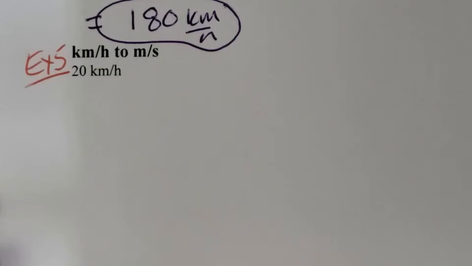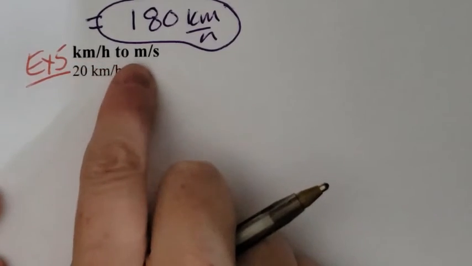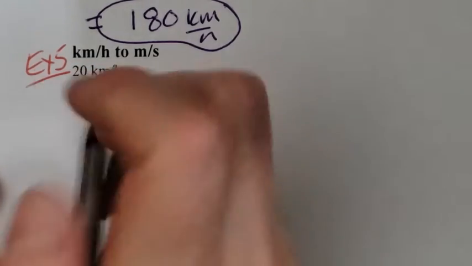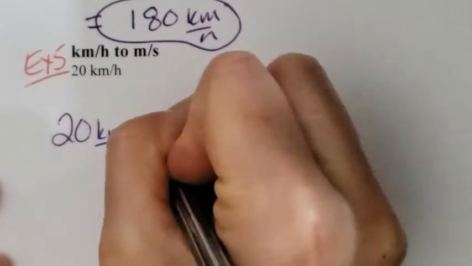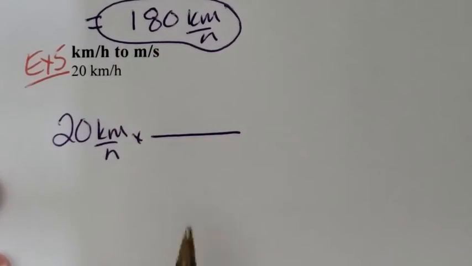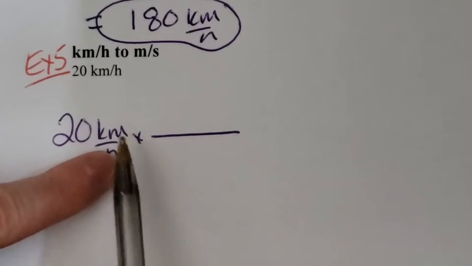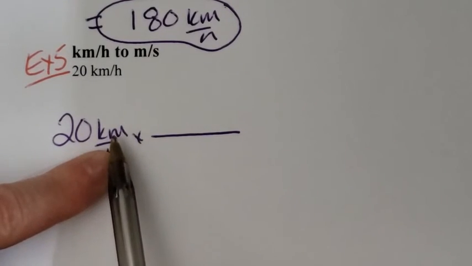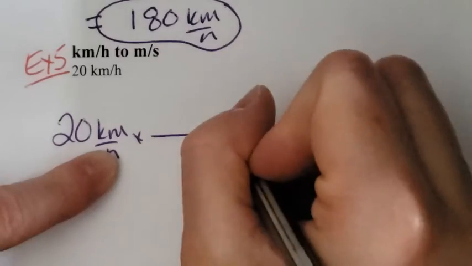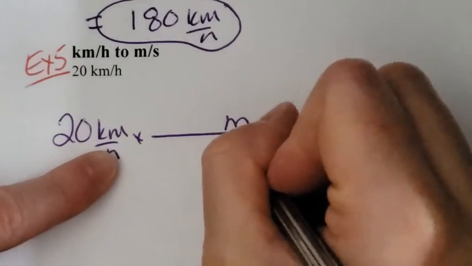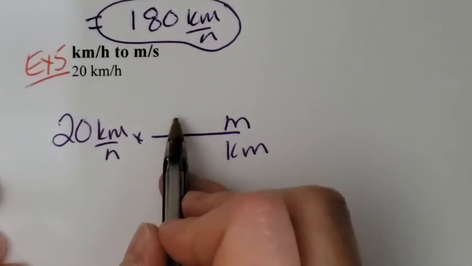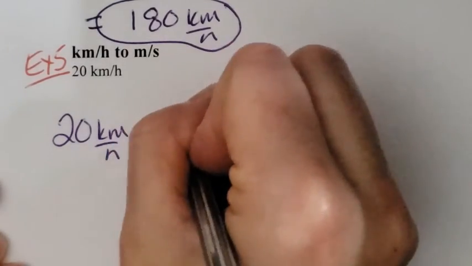Example number 5 is very similar to example number 4, except now I'm going the other way around. I want to go from kilometers per hour to meters per second. So, as always, you just write down 20 kilometers per hour. We're going to multiply it by a fraction. So, just deal with the distance first. Let's deal with the numerator. Instead of kilometers on top, I want meters on top. To make the kilometers disappear, I need to put it on the bottom. I know there are 1,000 meters in a kilometer.